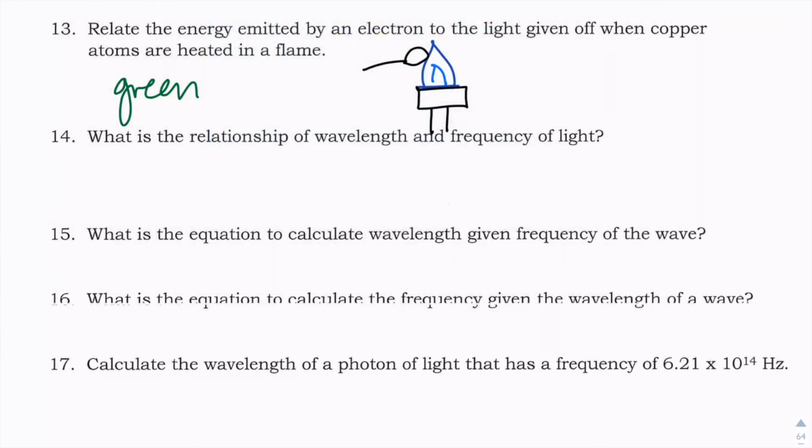Okay, so the relationship of wavelength and frequency of light. So here's the equation that shows that relationship. There's wavelength, and we have frequency.